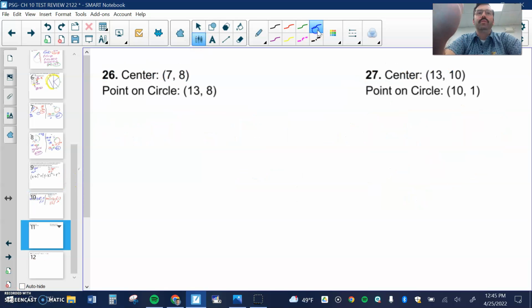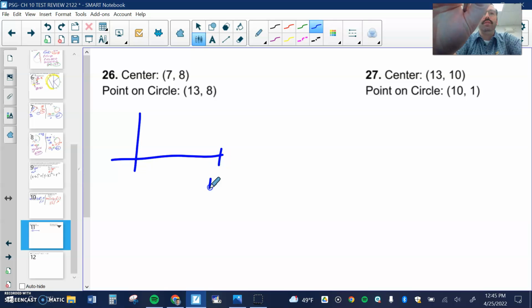Keep going. Hopefully you made this change, that the point on the circle is just (13, 8). So if I look at that, I have (13, 8) and (7, 8). 13 is going to be over here, 7 will be something right there, 8's there. 7 is our center. 13 is the point on the circle.